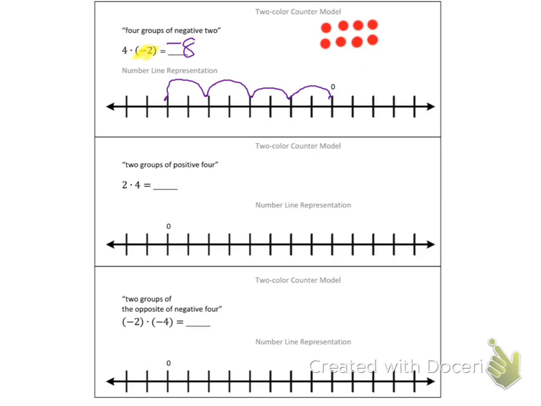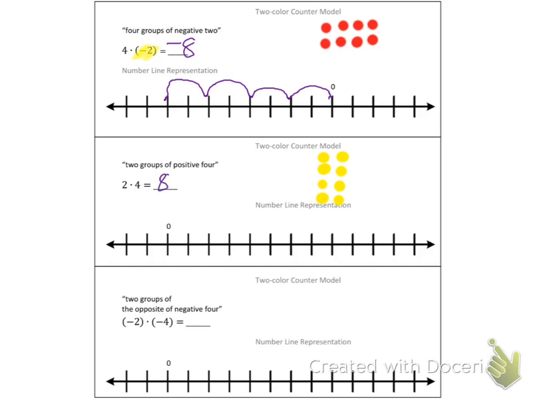Let's look at the next problem. And it says 2 groups of +4. So now this time I'm making 2 groups, so I'm going to have 2 columns, and inside each column would be a +4. So I'm going to use yellow to represent that. 1, 2, 3, 4. 1, 2, 3, 4. And when we count these up, we see that that results in 8.